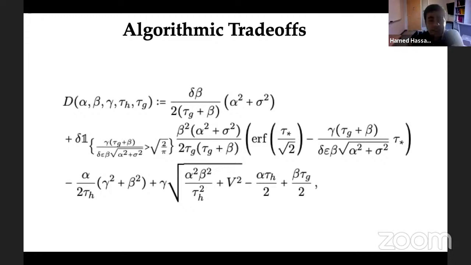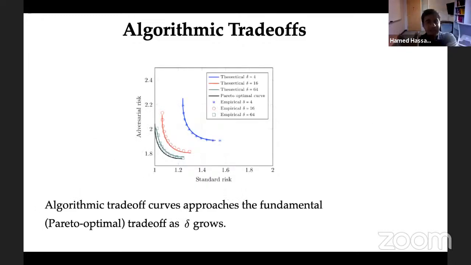So what's important is the implications of this theorem that I'm going to study now. The exact details are not really important. I'll be happy to talk about them offline. So the first conclusion here is algorithmic trade-offs.